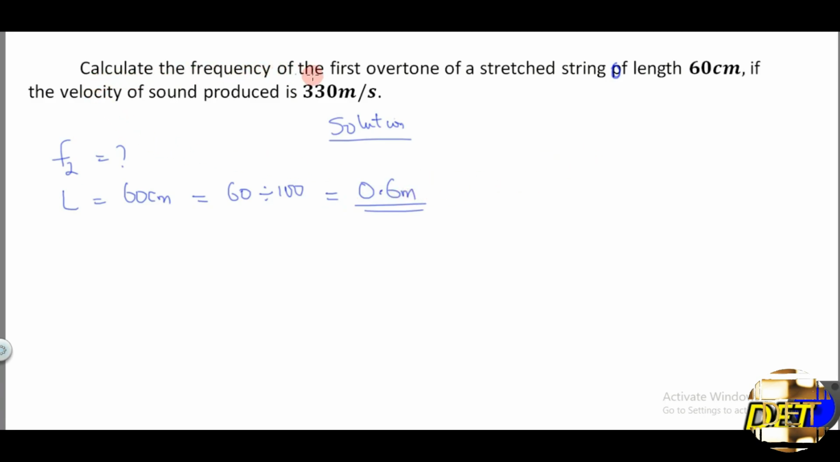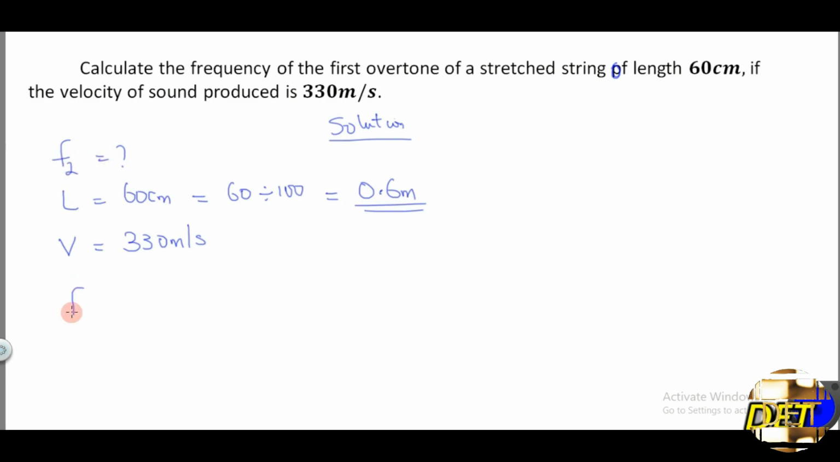So calculate the frequency of the first overtone, which is the second harmonic, of a stretched string of length 60 centimeters if the velocity of sound produced is 330 meters per second. So the velocity of the sound is what? 330 meters per second. We are asked to look for the first overtone. So the first thing I would want to do is to write out the formula.